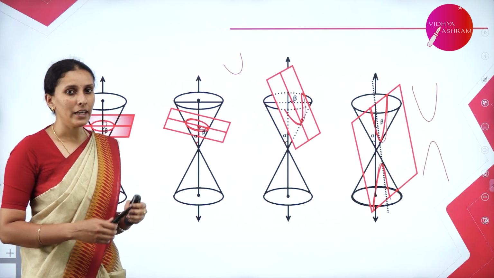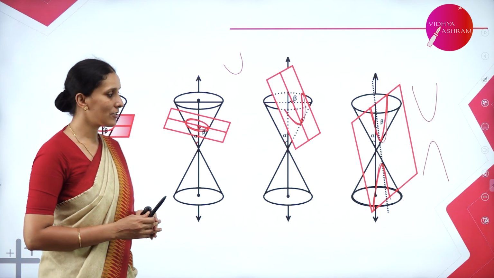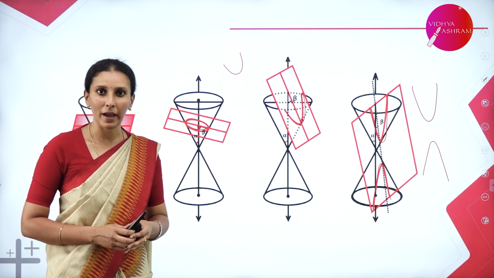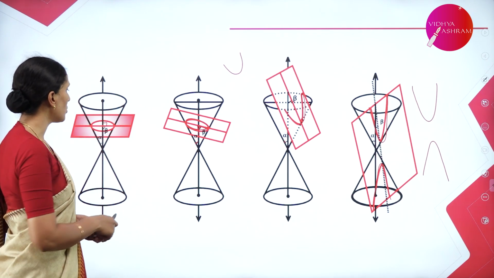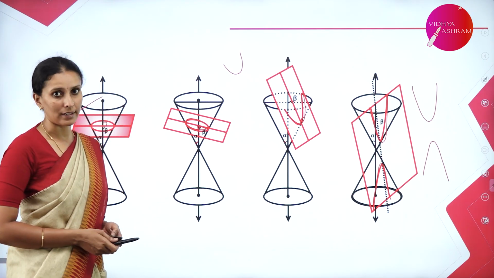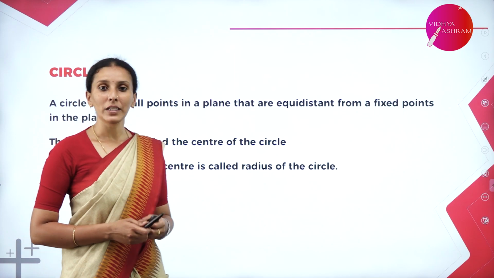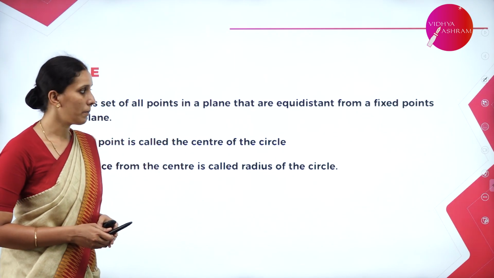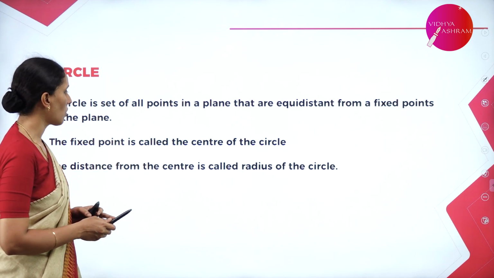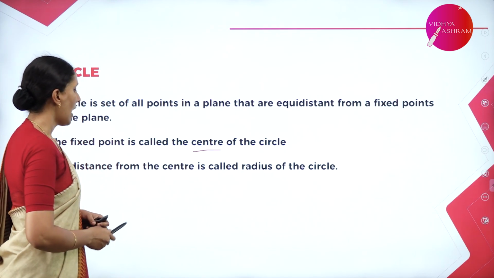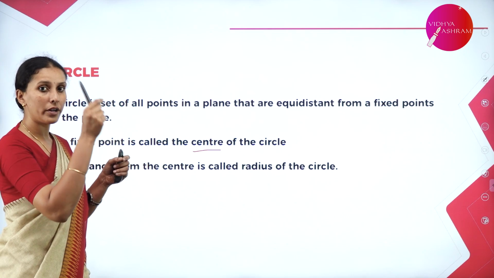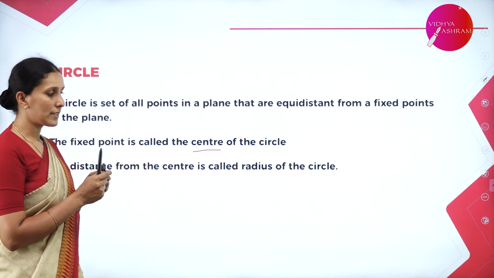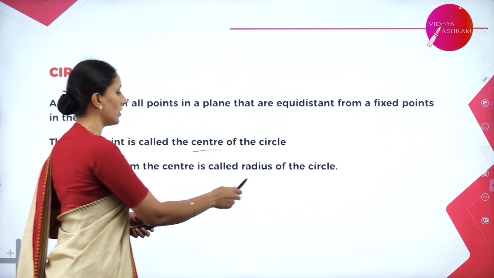So we will study the properties and the characteristics of these conic sections one by one. In today's session, we will be studying about circles. We already know that a circle is a set of points that are equidistant from a fixed point, where that fixed point is called the center of the circle, and the distance from the fixed point to any point on the circle is called the radius of the circle.